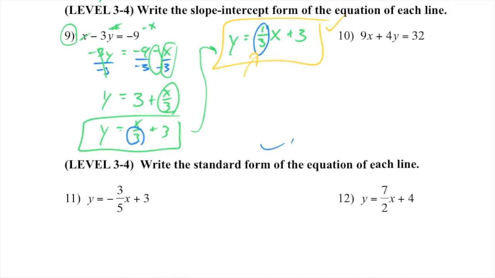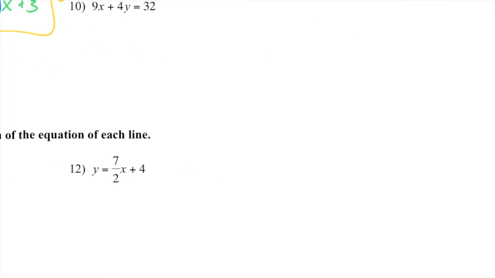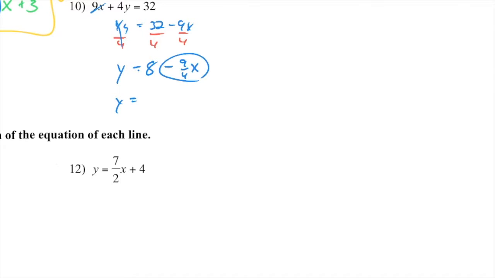So let's move on to 10. Same sort of idea. In 10, change it to slope-intercept form. Let's subtract 9x from both sides. These cancel out, and you're left with 4y equals 32 minus 9x, and then let's divide by 4. But you have to divide everything by 4. These cancel out, you're left with y. This is 8, and minus 9/4 x. Let's spin it around. This is negative, so let's keep it negative: negative 9/4 x. This is positive, so let's keep it positive.